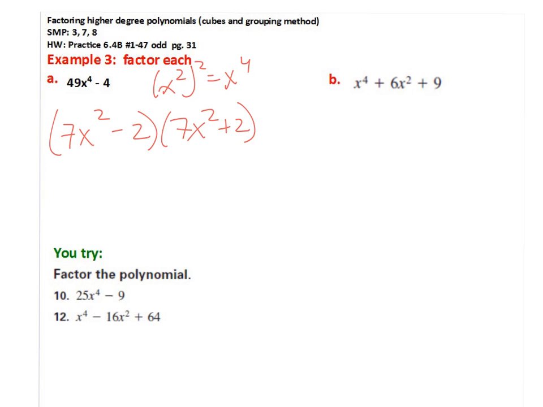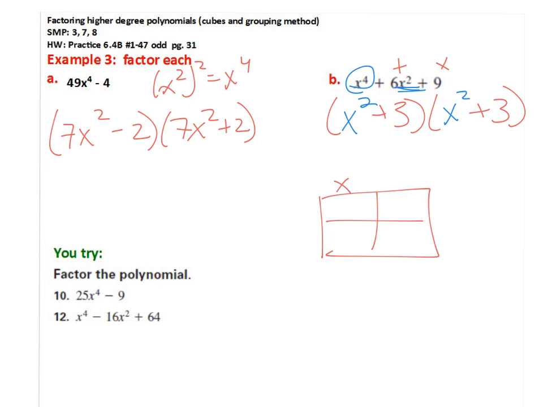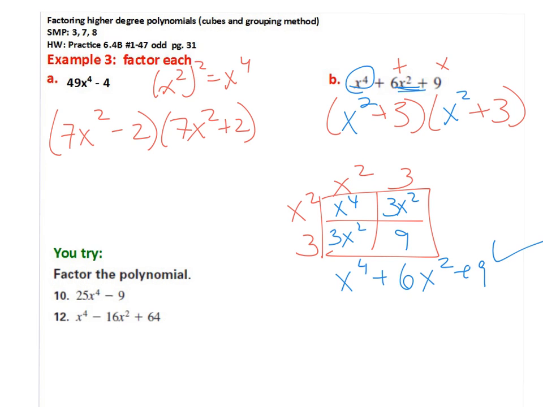Okay, so now for b, what multiplies to 9 that adds to 6? I hope you said plus 3 and plus 3. But to multiply to x to the 4th and add to x squared, we're going to use x squared here. Let's multiply it back together and see if it works. I'll multiply with box method. You could always multiply your factors back together to make sure you get the original polynomial. And that's it. We did it.